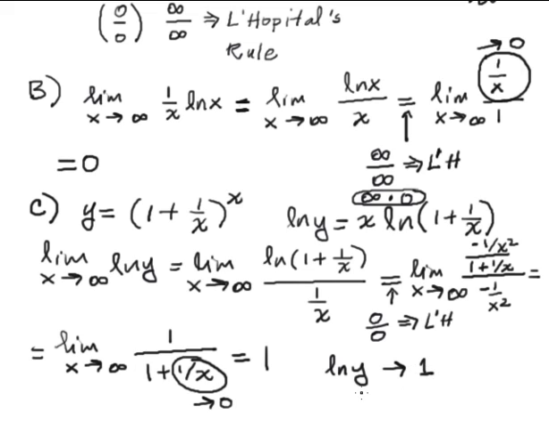To see what y goes to, we just do the inverse of ln, the exponent. We exponentiate both sides. So e to the ln y is y. So y goes to e to the 1. So we're exponentiating both sides. So this is e to the ln y, that's just y, and this is e to the 1 right there. So that's our limit. Our limit is e to the 1, or e.